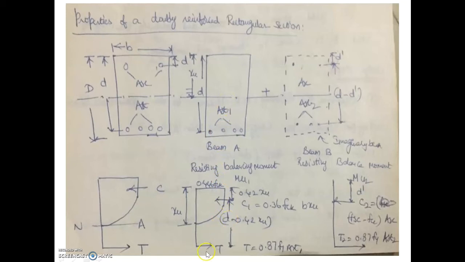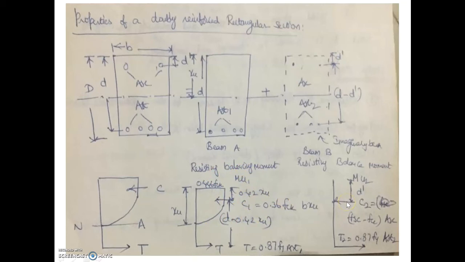total tension is equal to 0.87 fy into Ast1, and total compression C1 is equal to 0.36 fck b x_u, which we already saw in the singly reinforced beam section. It acts at a distance of 0.42 x_u from the top of the beam, and here we get 0.446 fck at the top, and the lever arm is d minus 0.42 x_u. So this is the singly reinforced beam which will resist the balancing moment Mu1.